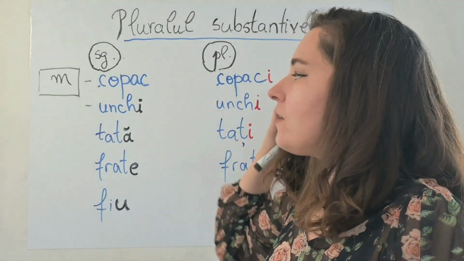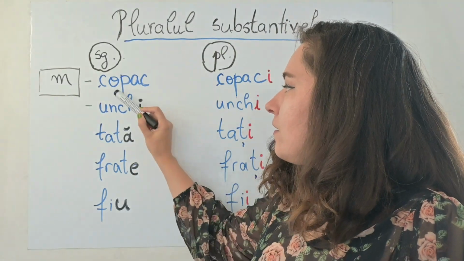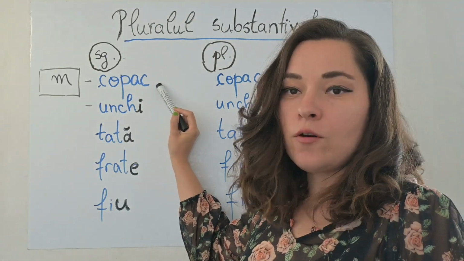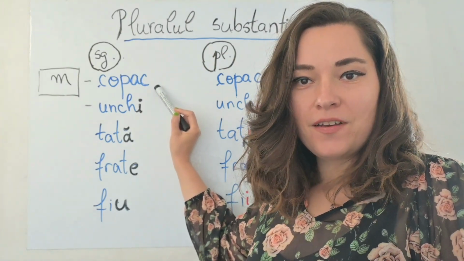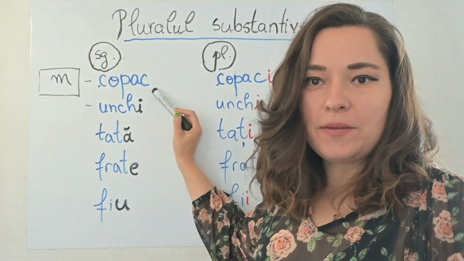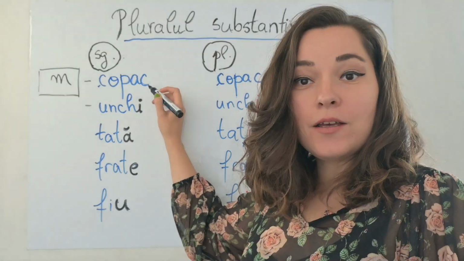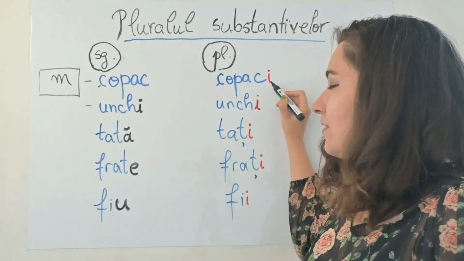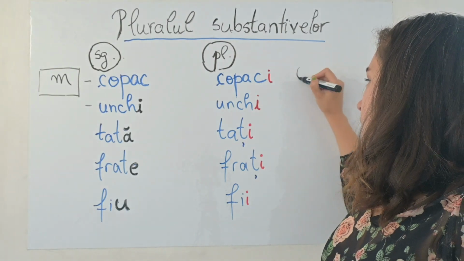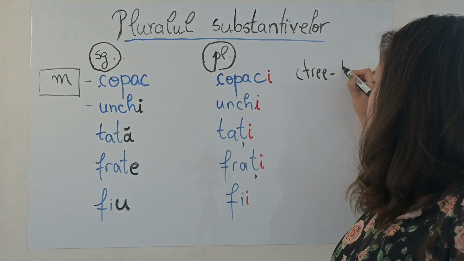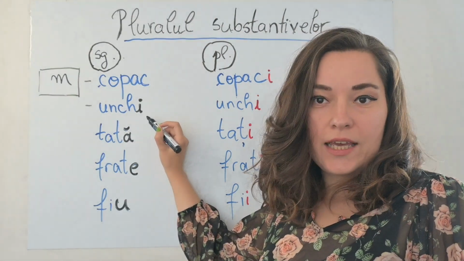The plural. We have masculine, singular. This is a noun ending just in a consonant. So if you see any noun with a consonant, usually copac, tree. So we have copac, singular. We add I at plural. Copac, copaci. Tree and trees. English.